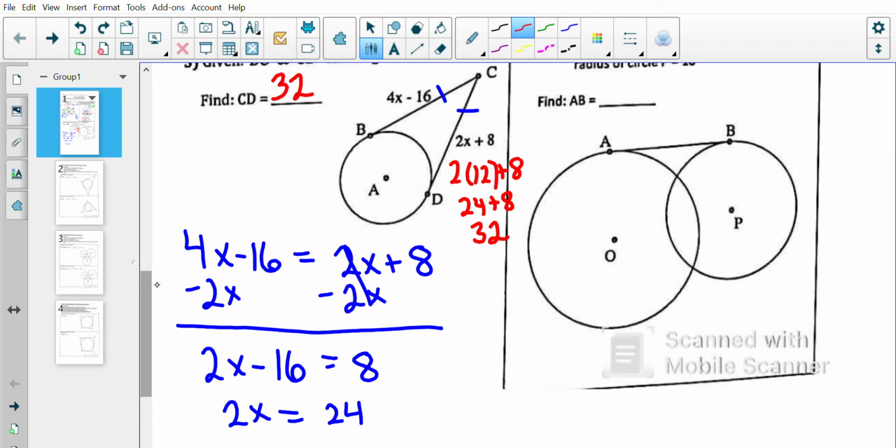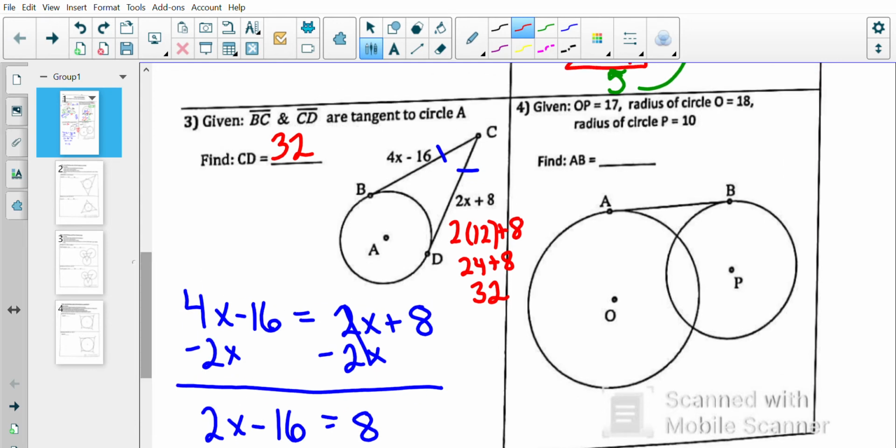And the last one, OP is 17, so the segment attaching the two centers is 17. Then it's telling us the radius of circle O is 18 and the radius of circle P is 10. We want to find AB. So this is a common tangent problem. Remember, with the common tangent problems, we had steps that we had to remember. The first step was connect the two centers, which we've done.